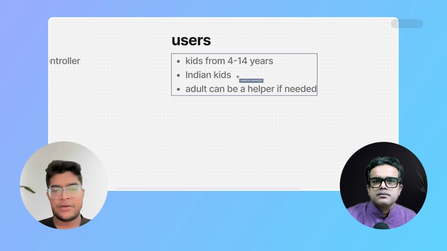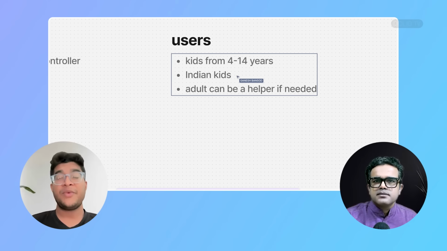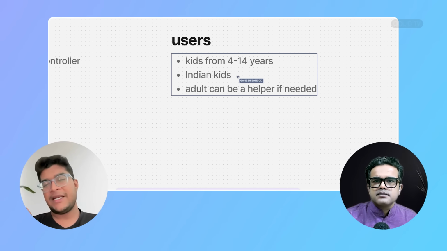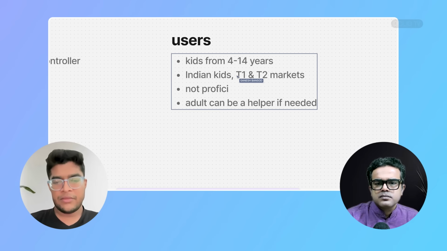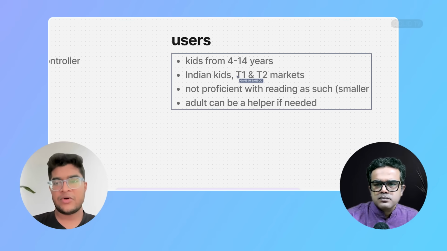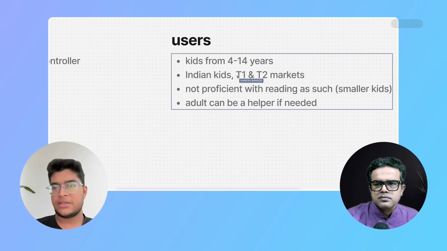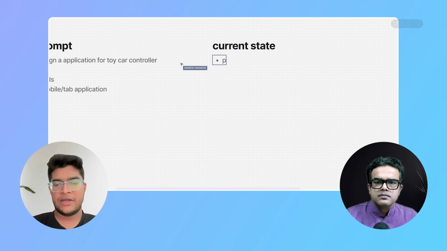Got it. Understood. For this prompt, my assumption would be metro cities, tier 1, tier 2 kind of kids, who can go and buy these products. They would not be proficient with reading as such, especially the smaller kids, right? Those things would be there.